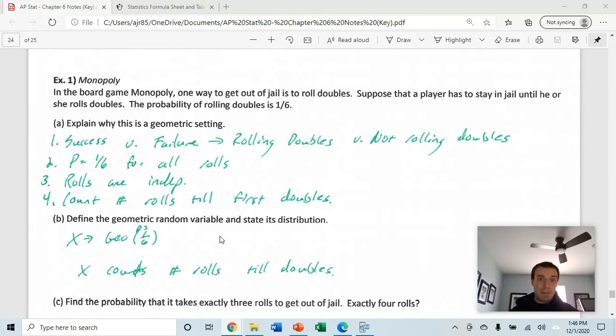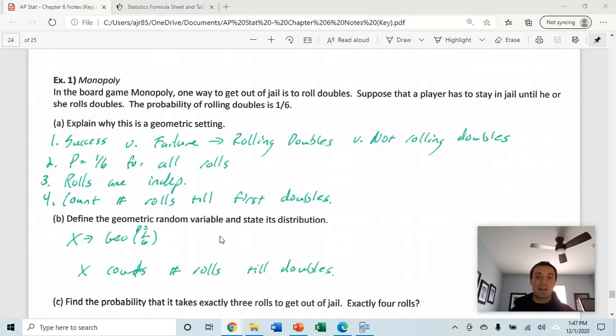So in the board game Monopoly, one way to get out of jail is to roll doubles. Suppose that a player has to stay in jail until he or she rolls doubles. The probability of rolling doubles is 1/6. So explain why this is a geometric situation, because we're in jail until the first success occurs, until we get that first roll of doubles.